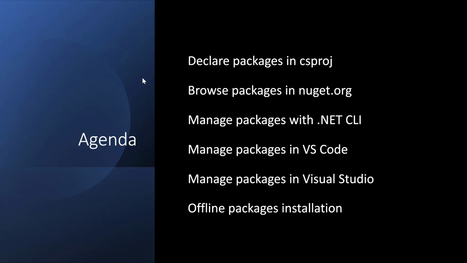We will talk about how a project's packages are defined in the CSproj file. We will talk about how to browse packages online on the nuget.org site. We'll talk about how to manage packages with the .NET CLI, VS Code and Visual Studio. And at the end we'll also talk about how to manage packages offline. That means how to install packages without internet.